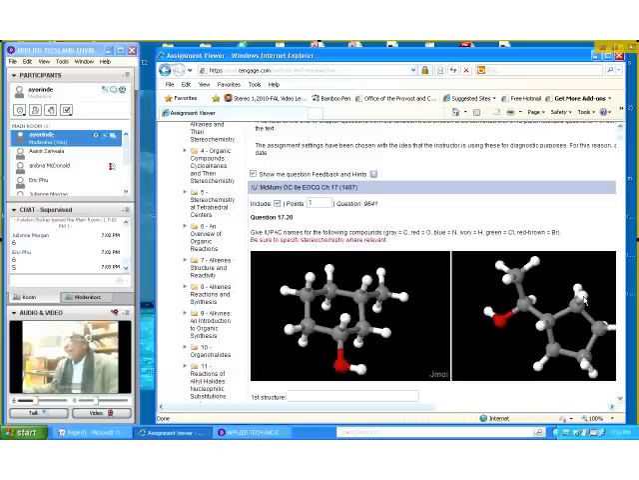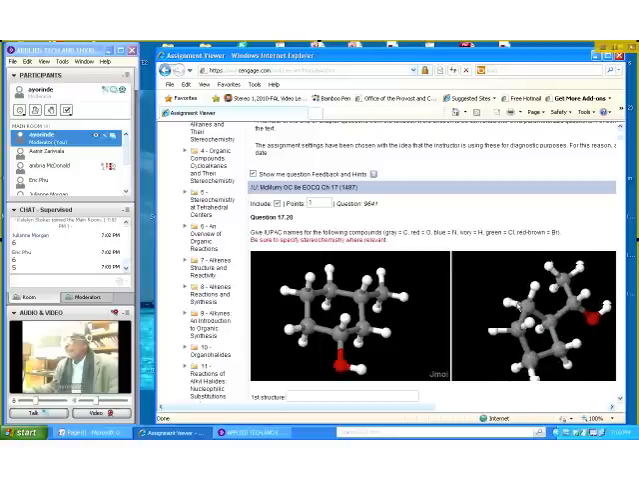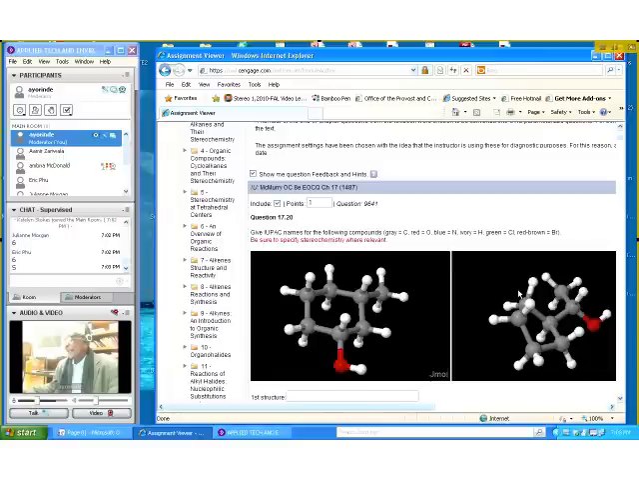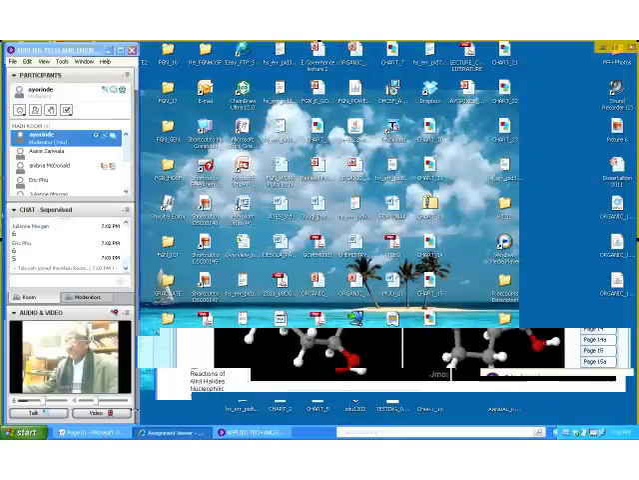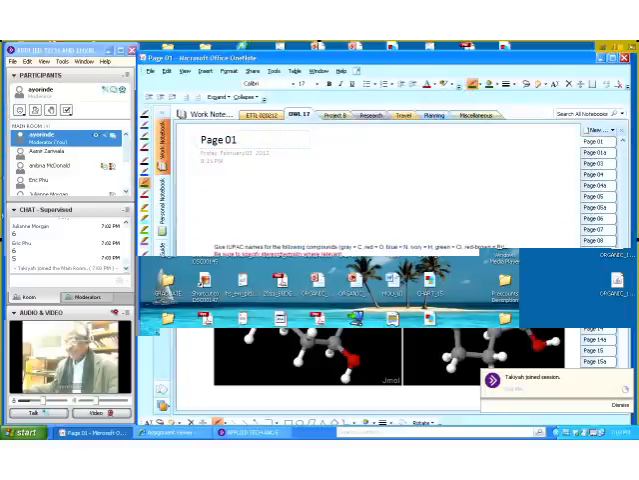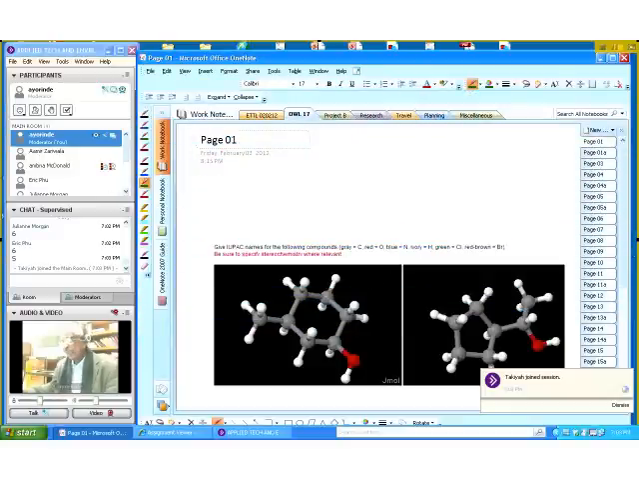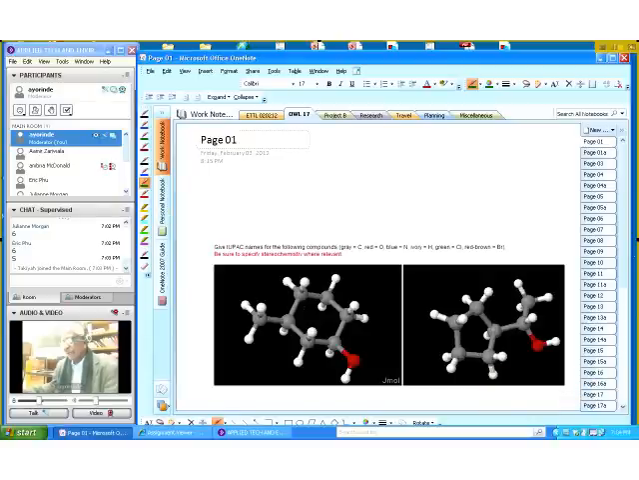Okay, so this is five. So what I want to do now is take these molecules and paste them into my workbook so we can do these problems together. Just give me one second. Okay, so this is the problem we have here. I am going to draw this molecule. We have a cyclohexane ring system right here, so we are going to draw that first.